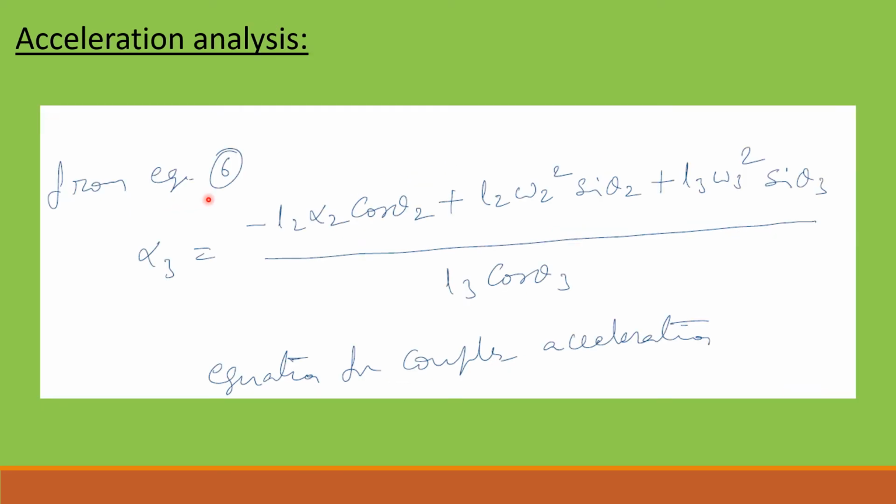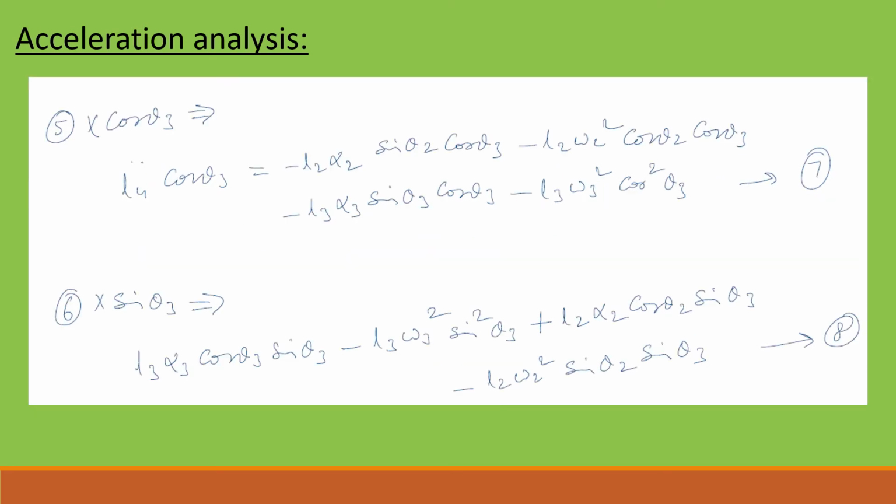From equation 6 we get alpha 3 equal to minus L2 alpha 2 cos theta 2 plus L2 omega 2 square sin theta 2 plus L3 omega 3 square sin theta 3 divided by L3 cos theta 3. So this is the equation for coupler acceleration. Now let us multiply equation 5 by cos theta 3. We get L4 double dot cos theta 3 equal to minus L2 alpha 2 sin theta 2 cos theta 3 minus L2 omega 2 square cos theta 2 cos theta 3 minus L3 alpha 3 sin theta 3 cos theta 3 minus L3 omega 3 square cos square theta 3. Let us call that equation 7.